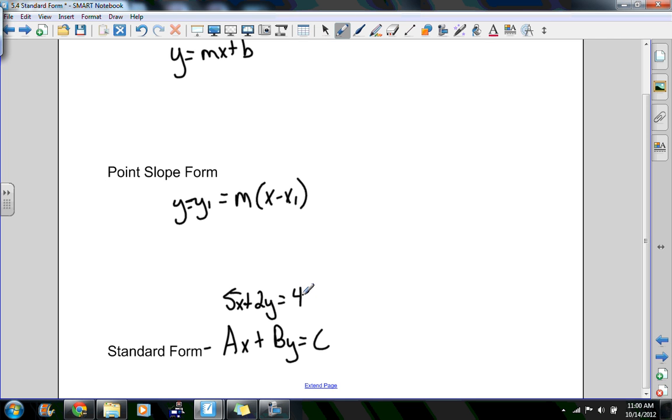You remember early on where I told you to not put the x's and the y's on the same side? Well, standard form does that. And there's no real reason for standard form, but it's important for us to be able to manipulate equations back and forth. So that's why we're learning it.